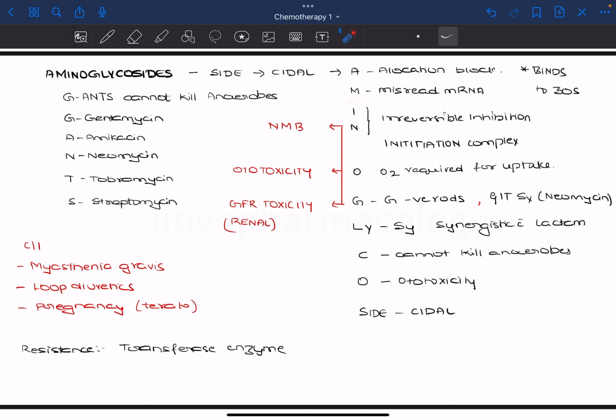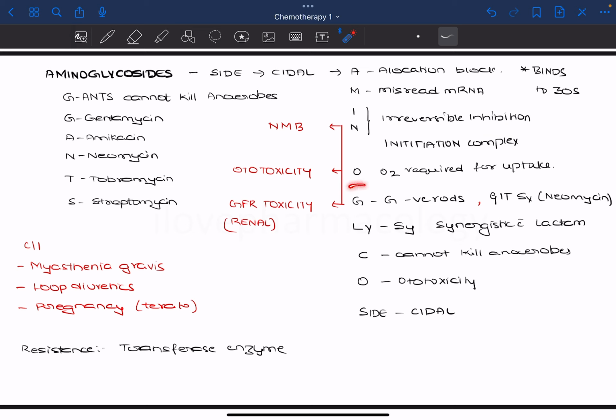M stands for misreading of the mRNA, thereby there will be inadequate protein synthesis or deficiency in the protein synthesis. IN stands for irreversible inhibition of the initiation complex, so the initiation complex will not be initiated. So the three mechanisms of action are: a block in the translocation of the peptide chain, misreading of the mRNA, and irreversible inhibition of the initiation complex of protein synthesis. So basically aminoglycosides inhibit protein synthesis.